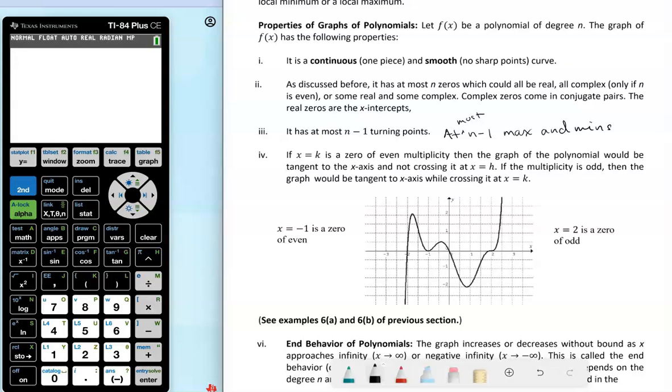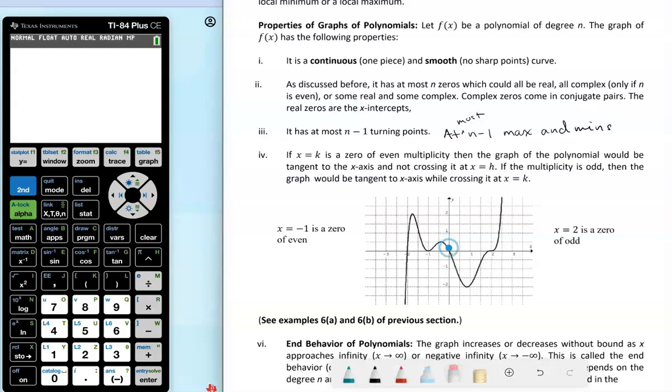If x equals k is a 0 of even multiplicity, then the graph of the polynomial would be tangent to the x-axis. So looking down here, when it says tangent to the x-axis, it means it bounces off of it. So this one has an even multiplicity because it bounces off the x-axis. You could also say it does not change sign. The y values are all positive right here.